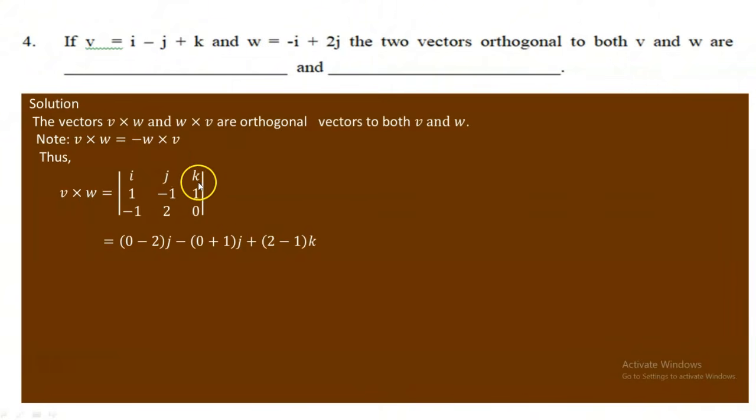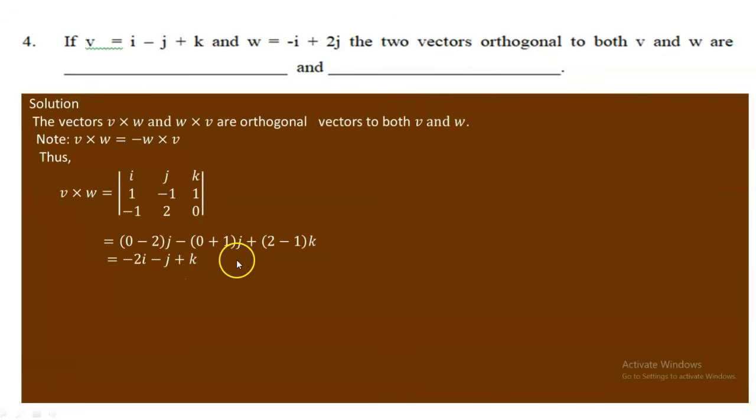And 1 times 0 is 0, minus -1 times 1 is -1, negative negative makes +1. J. And the k component is obtained by deleting the first row and the third column, which we will consider positive here. So 1 times 2 is 2, and minus -1 times -1 makes +1, so -1 comes. So finally, this is going to be 0 minus 2, which is -2. It is corrected here. It's -2i minus j plus k.